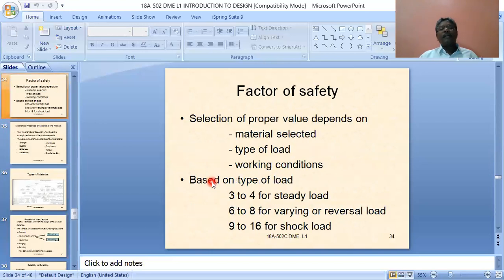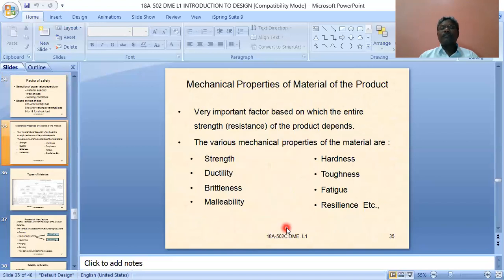The selection of factor of safety mainly depends on the material selected, type of load, and working conditions. Based on different types of loads, it is 3 to 4 for steady loads, 6 to 8 for varying or reversal loads, and 9 to 16 for shock loads.